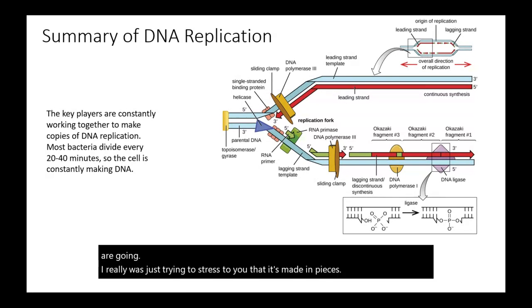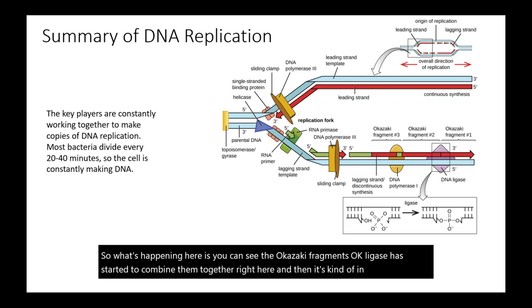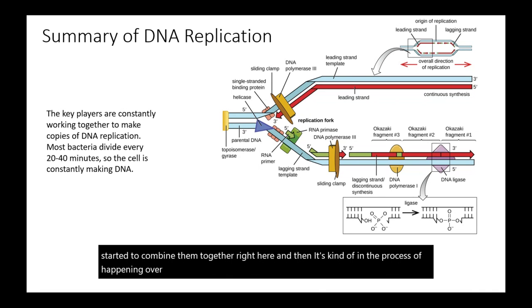So what's happening here is you can see the Okazaki fragments, okay, ligase has started to combine them together right here, and then it's kind of in the process of happening over here. And in this nice little illustration down below, you can see how ligase is going to be connecting the strands laid down by DNA polymerase 1 and the strand laid down by DNA polymerase 3. So this is quite an intense process.